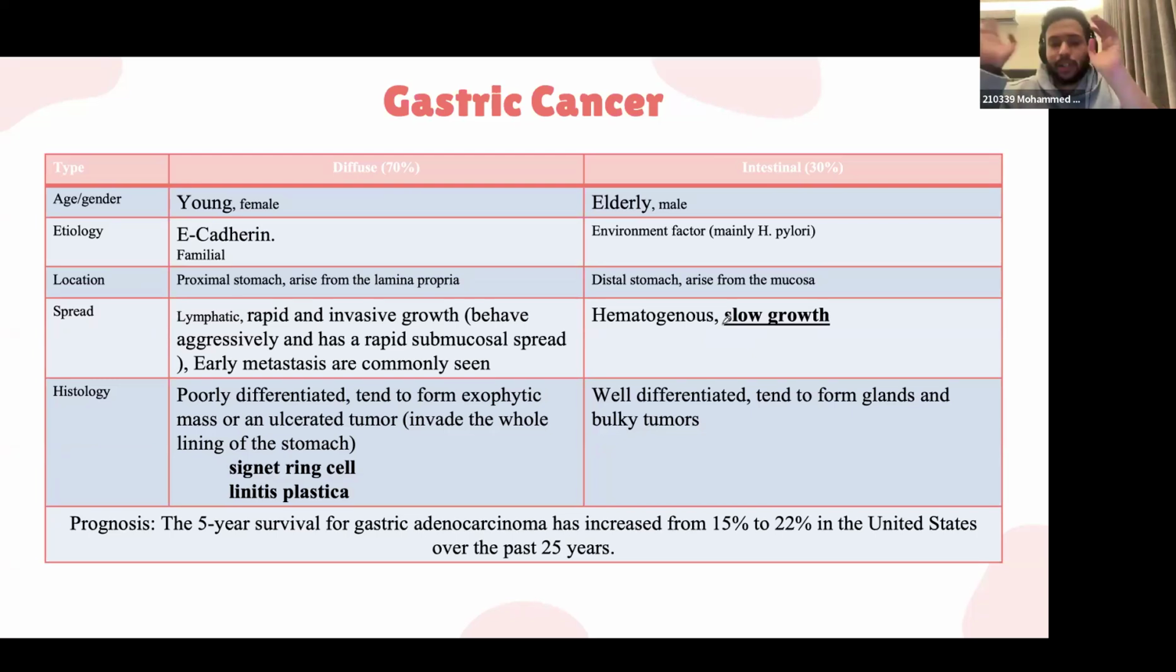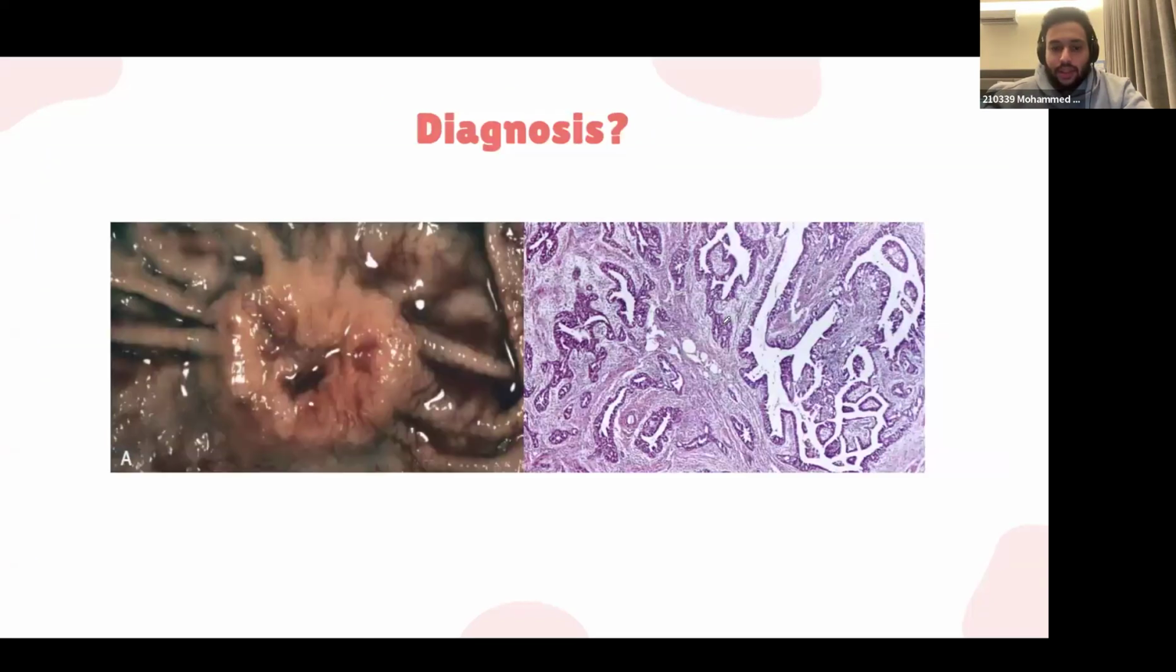Okay, we'll get to that. Okay, and it's mostly in the distal stomach because, again, where does H. pylori happen? In the antrum. If it's in the antrum, you think of this one. Okay, intestinal type. So now we go into the subtypes.